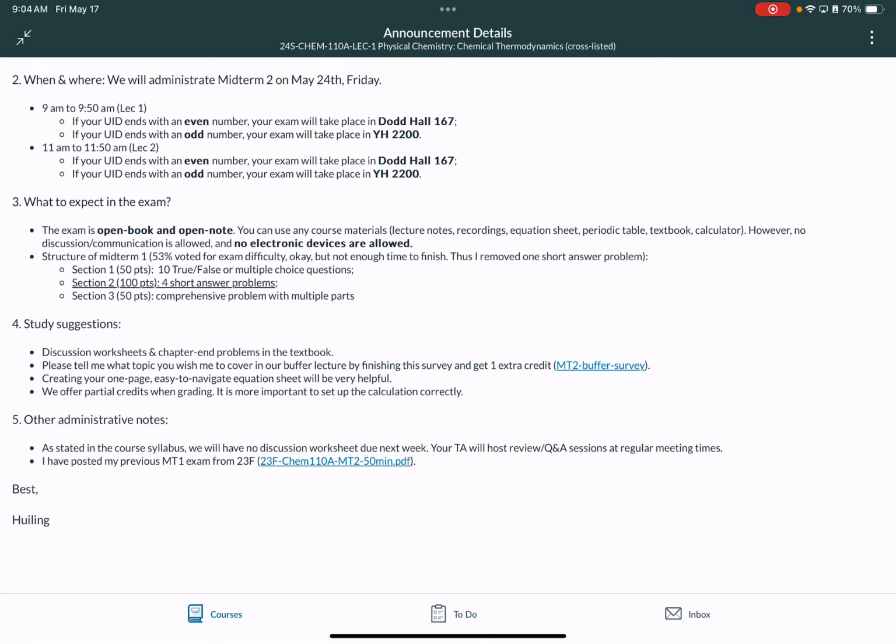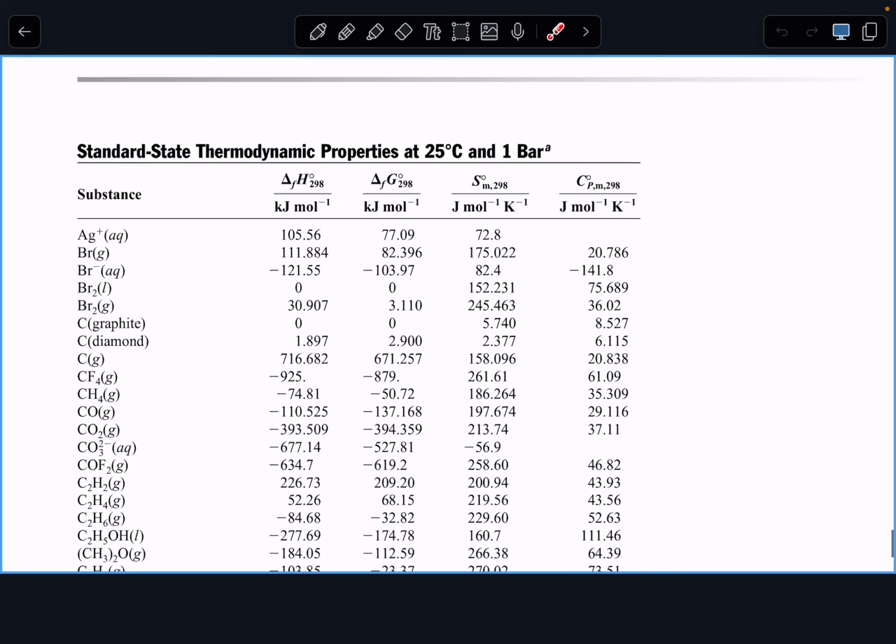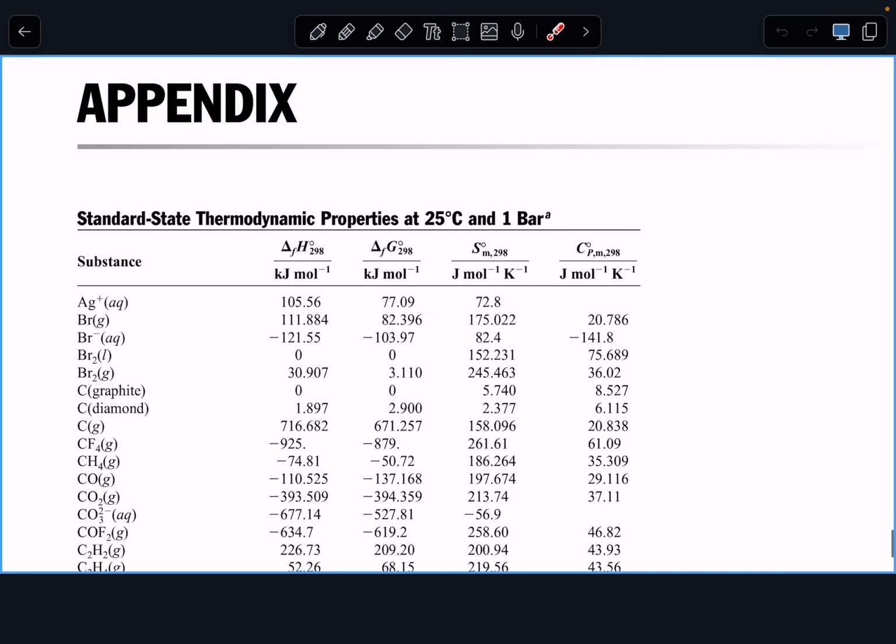All right, any administrative questions before we get started? Nope? Okay, sounds good. As a quick review of what we covered last lecture, I just want to start from this appendix table. You should be able to get access to this appendix table. I'll also probably print it out and make sure you have a copy of it in our midterm 2 exam.